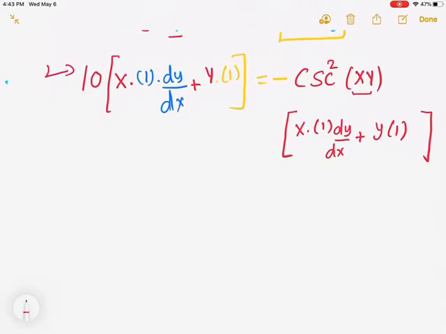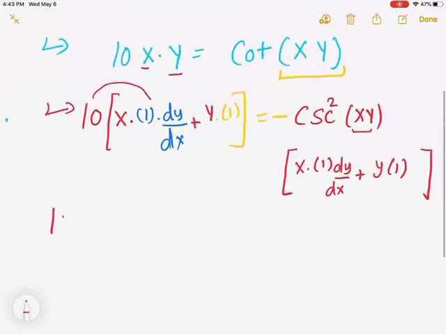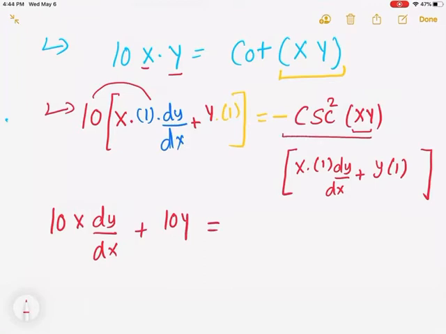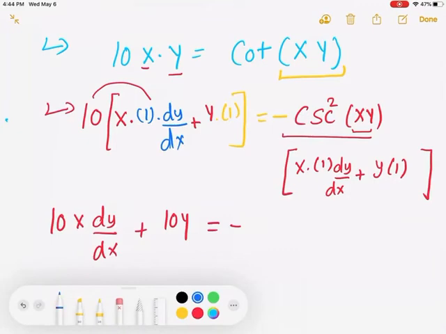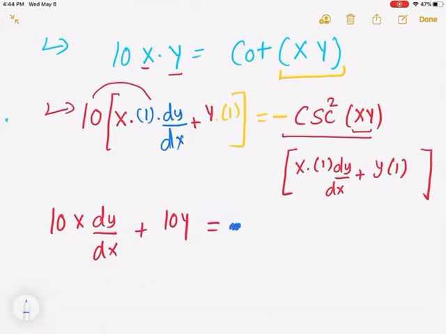The rest is just simplifying this big equation. Try isolating the dy terms on one side, and move the rest of the stuff to the other side. If I distribute this 10, this term would be 10x dy over dx, and I have 10y. On the other side, I distribute the negative cosecant square of xy to both terms inside the bracket. Don't forget, I can't multiply this x with the angle x, those are two different things. Instead I put x outside, so it's negative x cosecant square of xy times the dy over dx term. That's my first term after distributing cosecant square.